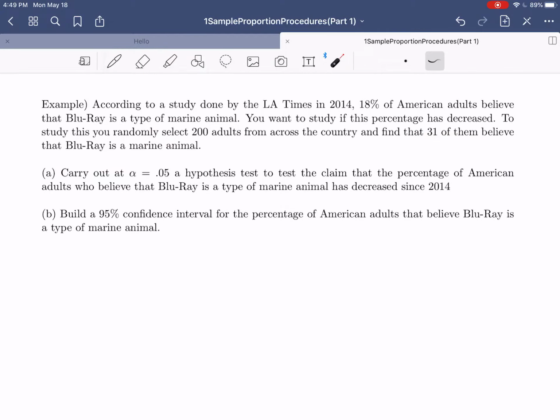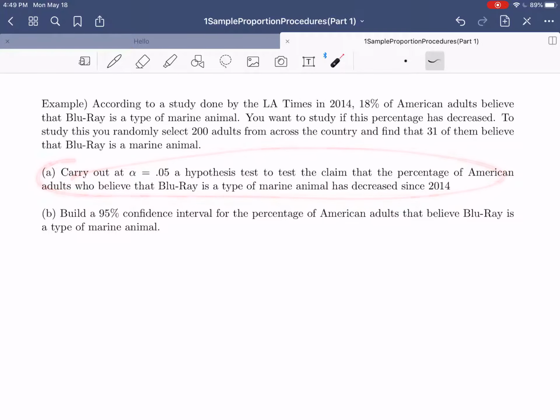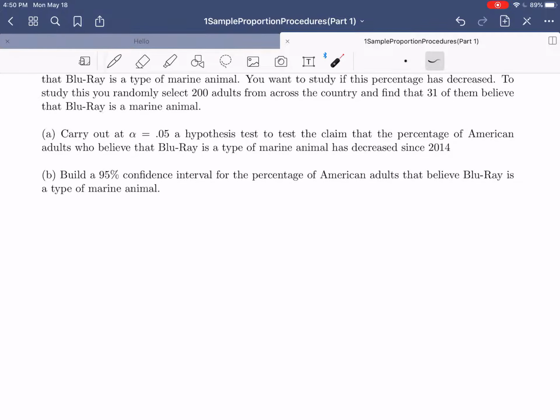So we're going to do two things with this. We're going to carry out an appropriate hypothesis test to test the claim that the percentage of American adults who believe that Blu-ray is a type of marine animal has decreased since 2014. In other words, we're basically claiming that people have gotten a little bit more literate about terminology and technology. And then we're going to build a 95% confidence interval for the percentage of American adults that believe Blu-ray is a type of marine animal.